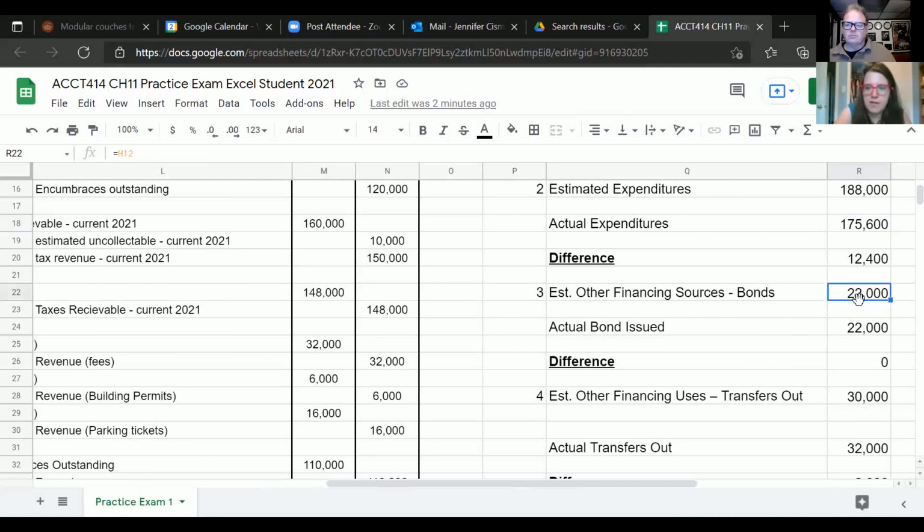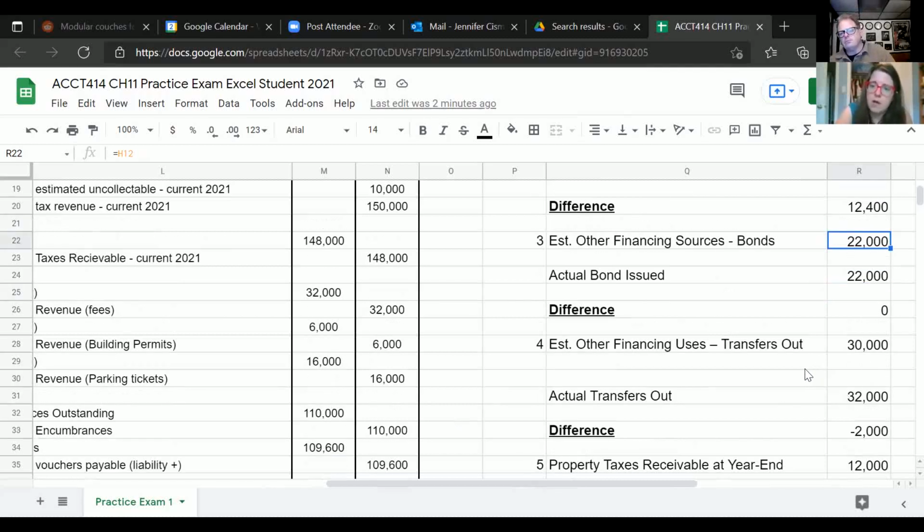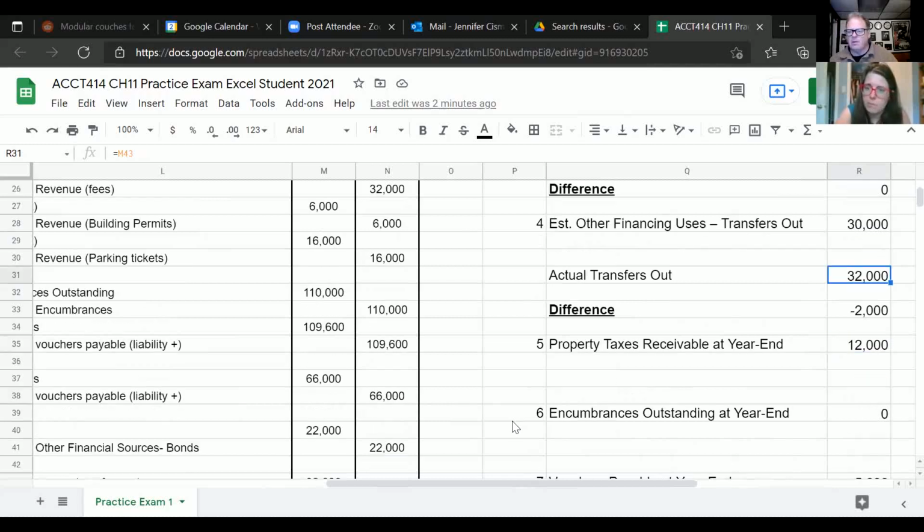Estimated other source of bonds was 22,000, and the actual bonds issued was 22,000. So no difference. The estimated transfers out was 30,000, and the actual transfers out was 32,000, with a difference of negative 2,000.